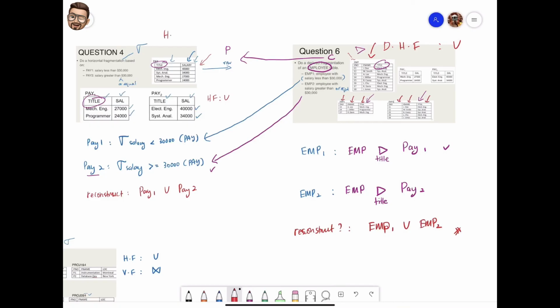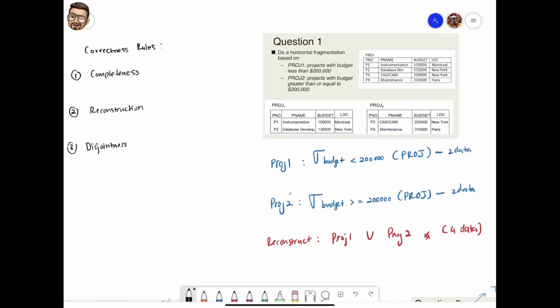You do horizontal fragmentation on the parent, then the second one, horizontal fragmentation on the child over here. Okay, employee is the child table. So that's why in question 5, we determine which table is the child table of pay, because we want to do the example of derived horizontal fragmentation. So after you have done all of your fragmentation, you need to check for the correctness rules to make sure that your fragmentation is correct.